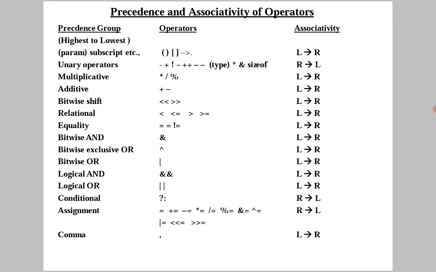And what are logical operators? Logical operators are and, or, not. Logical operators are generally and, or, not. And is generally represented with a double ampersand, or is represented with a double vertical bar, and not is represented with an exclamation mark.